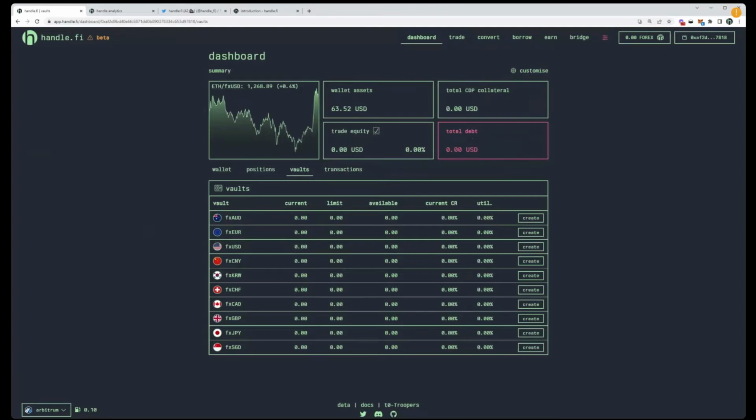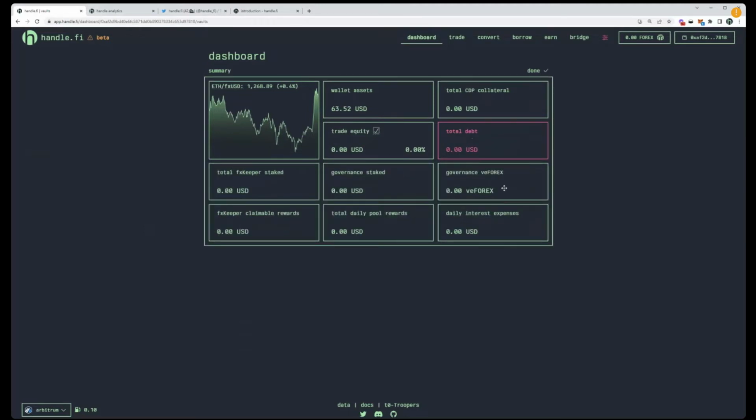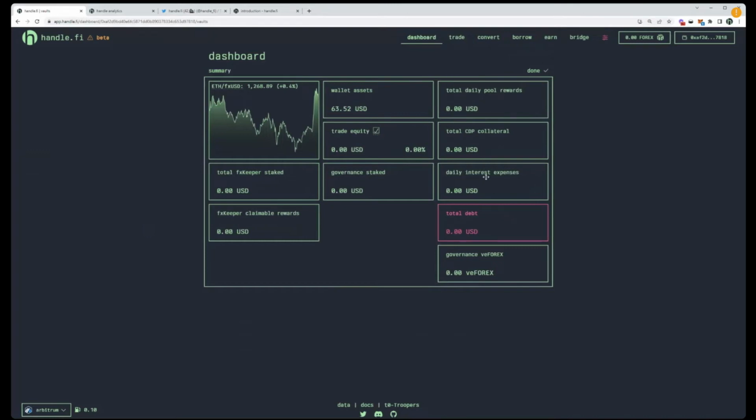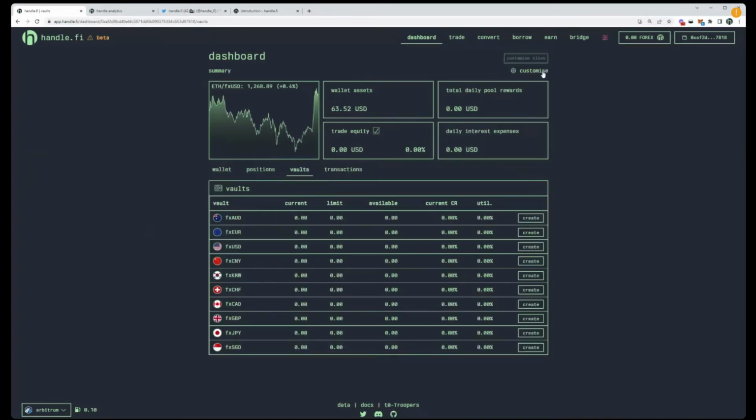So our intent is that as a user you will be able to specify what data you want to track every day. You may want to know the amount of VE4X staked, or your daily interest expense, or how many pool rewards you're accruing per day. So as a user, you can define the type of information you want. You can still see it all if you drill deeper into the platform, but this just allows you to have a quick overview of the information that's important to you.